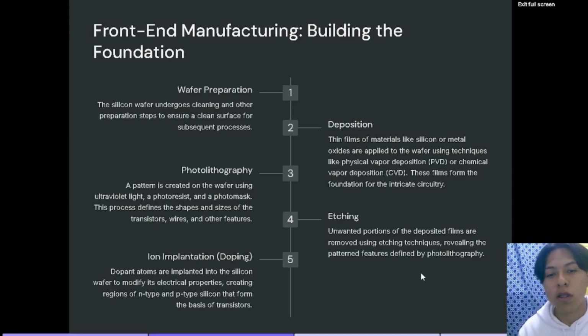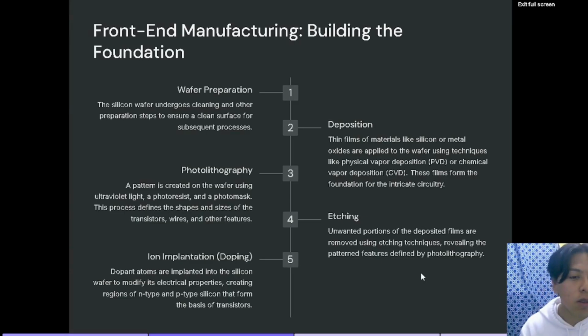Subtopic number two is deposition. This is where thin films of materials like silicon or metal oxides are applied to the wafer using techniques like physical vapor deposition, PVD, or chemical vapor deposition, CVD. This film forms the foundation for the intricate circuitry.